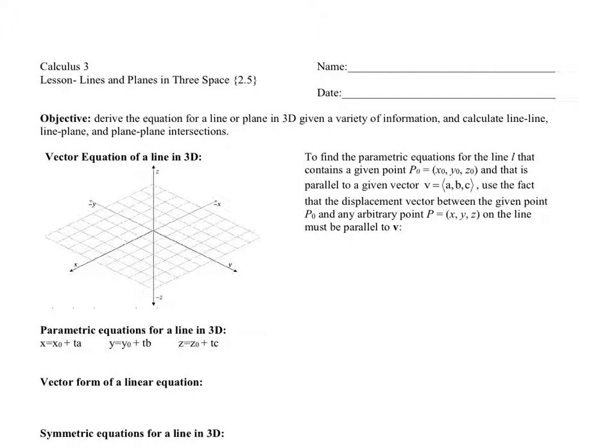So, define parametric equations for a line L that contains point P sub O, and is parallel to a given vector V. Use the fact that the displacement vector between the given point P sub O and an arbitrary point P on the line must be parallel to that.